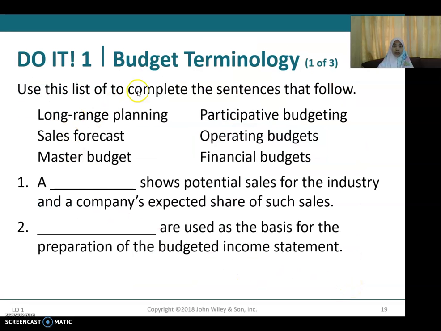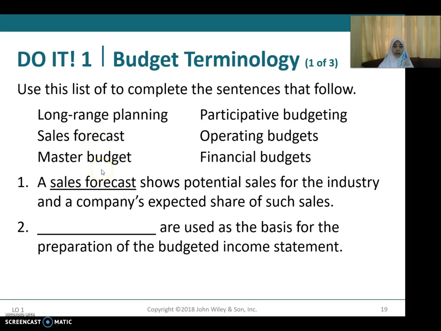So you can try and do this one, the budget terminology. Use this list to complete the sentences that follow. So you have the long range planning, sales forecast, master budget, participative budgeting, operating budgets, financial budgets. And then you need to complete this one. What is it that shows potential sales for the industry and a company's expected share of such sales? Of course, that will be your sales forecast.